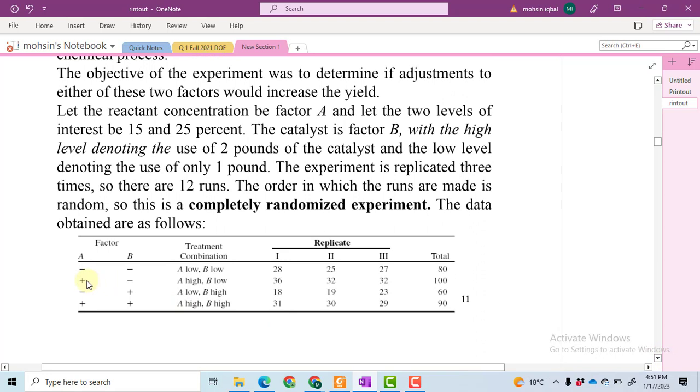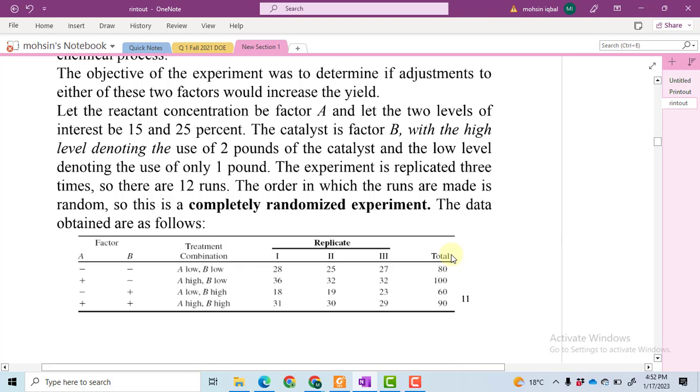These are the observations. When both A and B are at low level, we got 28 in the first replication, 25 and 27 in the second and third replication respectively. Likewise, this is the data. Plus sign, both A and B at high level, we got 31, 30 and 29 in the three replications. So we can take the sum of them. These totals will be used in the manual calculation while we are using the formulas.